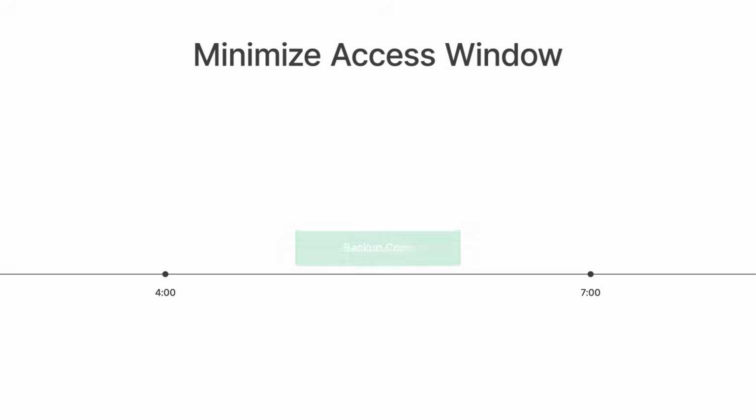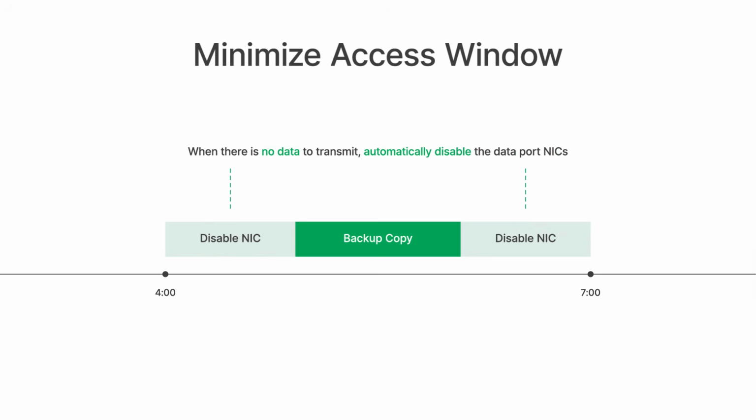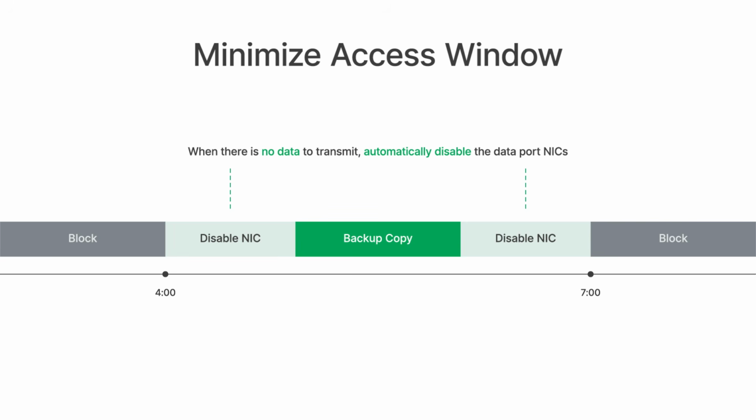So let's say that we have our backup copy server set to air-gap and we give it an access window of about 3 hours. And let's also say your backup copy was a little bit more efficient than that, and maybe it only took about an hour to send the data across to your backup copy server. That would leave about 2 hours of vulnerability for your backup copy server where it's not actually collecting data. So with this new update, when there's actually no data left to transmit to your backup copy server, the system will automatically disable the data port NICs on your backup copy device, effectively minimizing the access window to only when you need it.